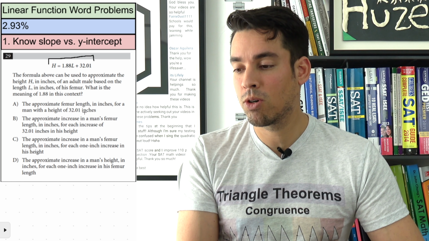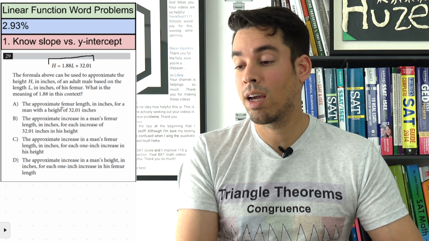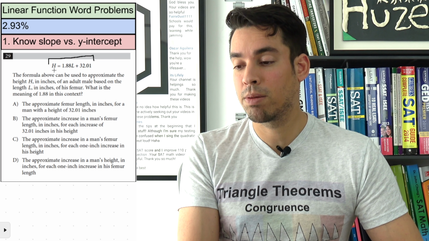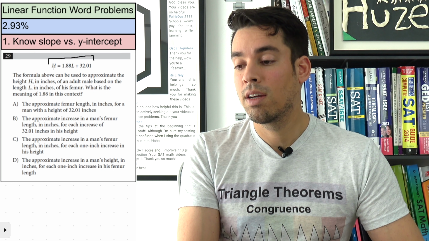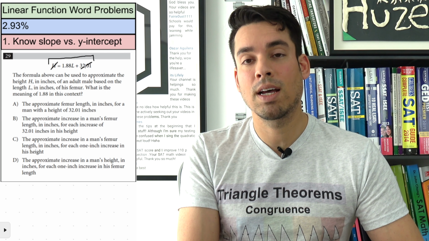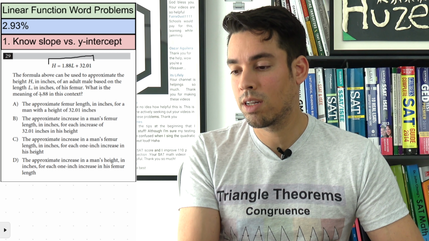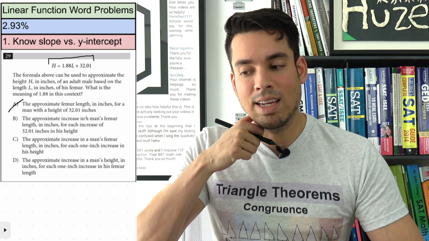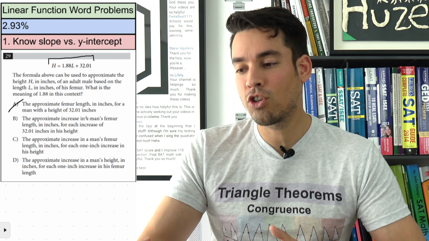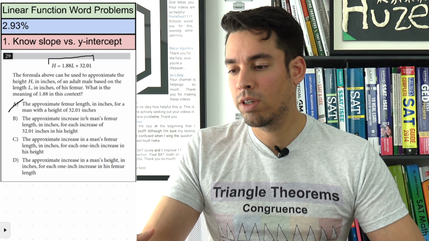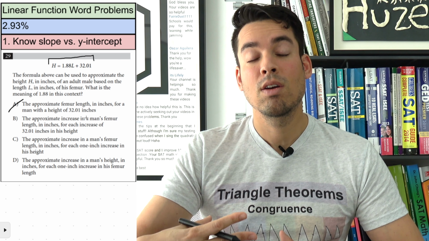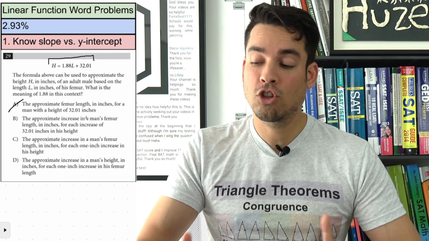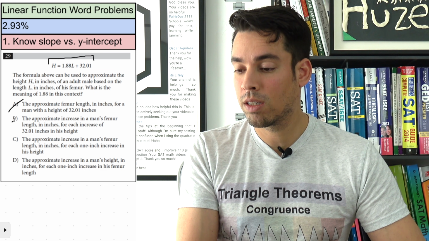It says the approximate femur length in inches for a man with a height of 32.01 inches. We can immediately debunk that. If I plug in 32.01 for the height, these would cancel out and I'd get a value of 0 for L. So it doesn't actually make sense, so goodbye A. The approximate increase in a man's femur length in inches for each increase of 32.01 inches in his height. Now again, we're talking about rate of change, but they're referencing the y-intercept. They're referencing that initial value. That doesn't make any sense either, so we can dismiss that.